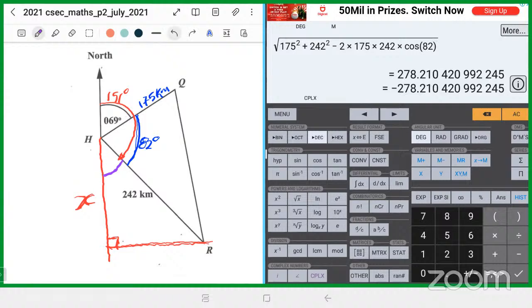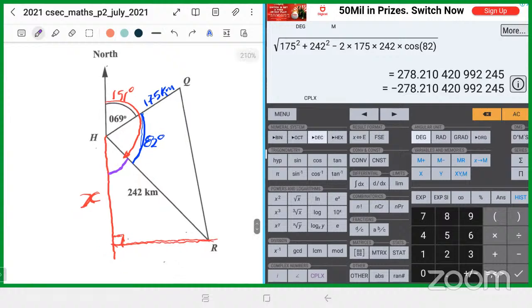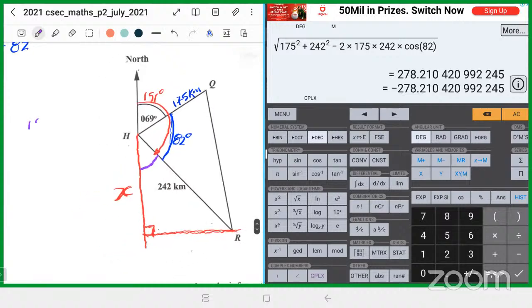Let me mark it. So let's work it out on the calculator. 180 is the total angle on the straight line, minus the 151. And that will be the angle inside here. All right, so it will be 29 degrees, that angle right here.